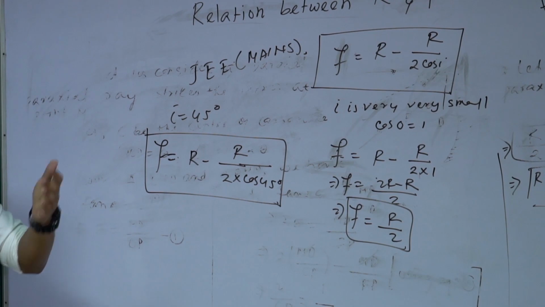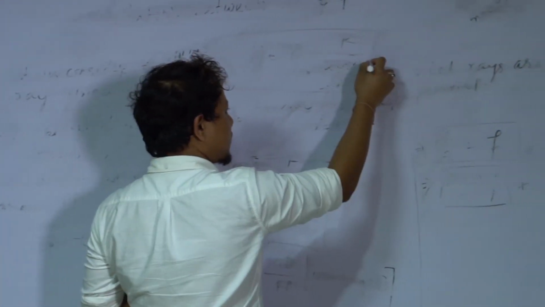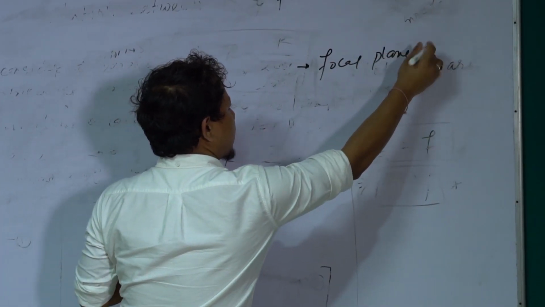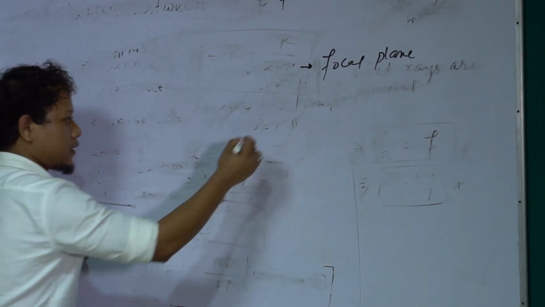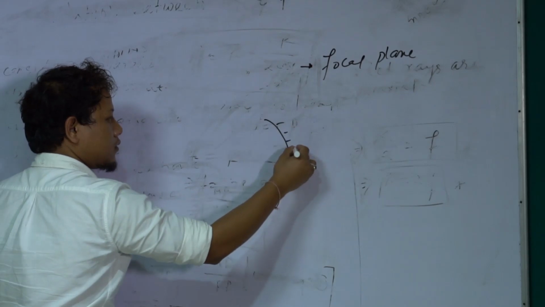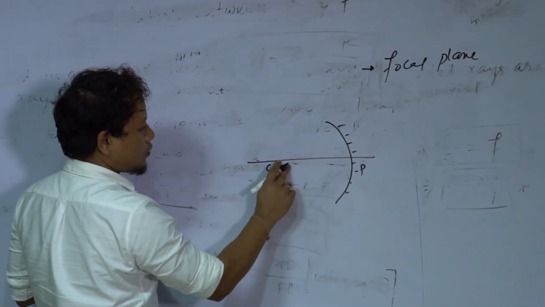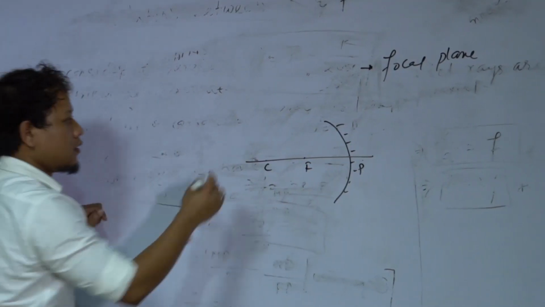So now we switch to another topic. I'll tell you one more basic thing that I forgot to discuss in my first class. This is the focal plane. So what is the focal plane? Let me explain with the help of a diagram. This is a concave mirror again. Say this is the pole, this is the center of curvature, and this is the focus.